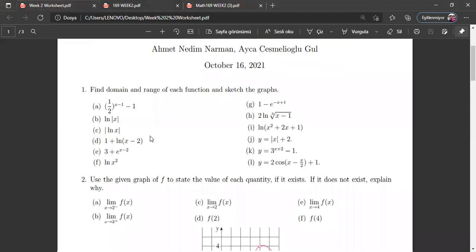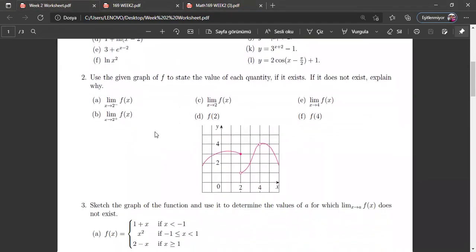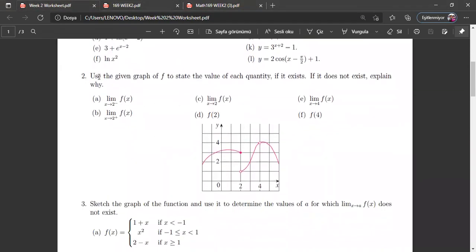All right. So we will solve now this second part. We will use this graph to find these values. Okay. So what about this? For example, limit of f when x is approaching 2 negative. So it means we need to approach 2 from the left.